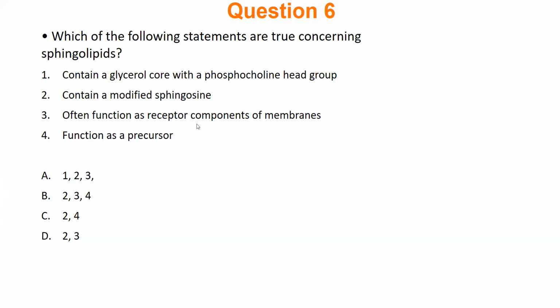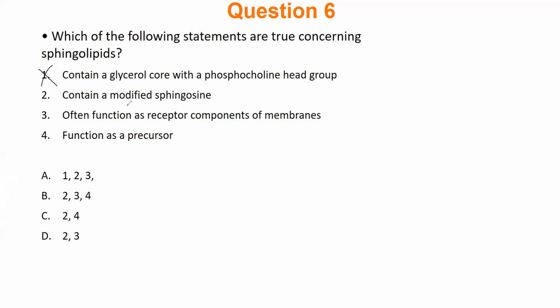Right, so let's think about what sphingolipids are again. Let's go through these statements and say if they're true or false. Statement 1: contains a glycerol core with a phosphocholine head group. That is not true. They don't have glycerol. They have a sphingosine core. And it's not necessarily that they have a phosphocholine. They could, that's possible, but they definitely don't have a glycerol core. So that's false about sphingolipids.